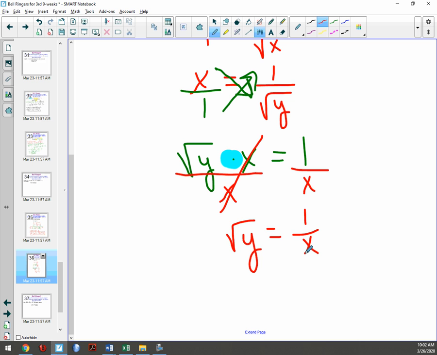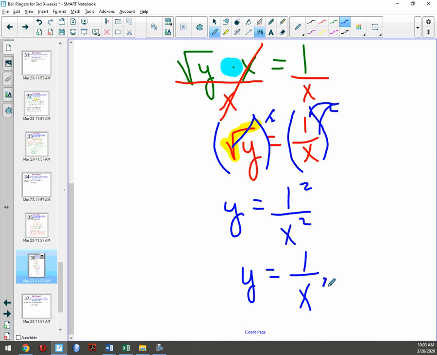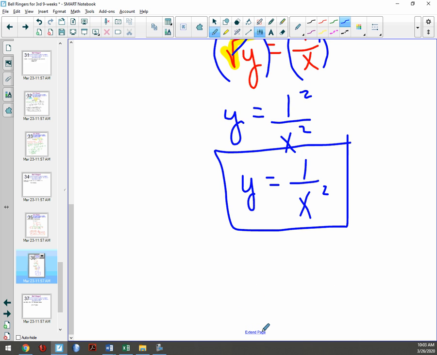Now, how do I get rid of a root? The opposite of this root that you have right here is going to be a power, which means that instead of taking the square root of both sides, you are going to square both sides. So that makes the power and the root cancel out, and you now have y is equal to, now remember, these are two different bases, so this has to go to both bases. So this is going to be 1 squared over x squared. So y is equal to 1 over x squared, and that is going to be your f inverse.